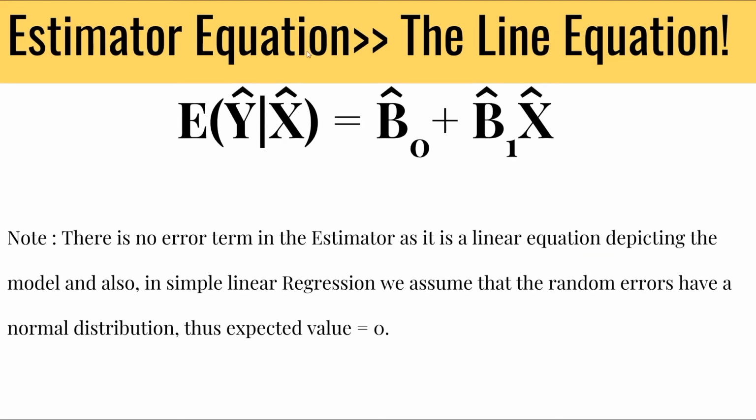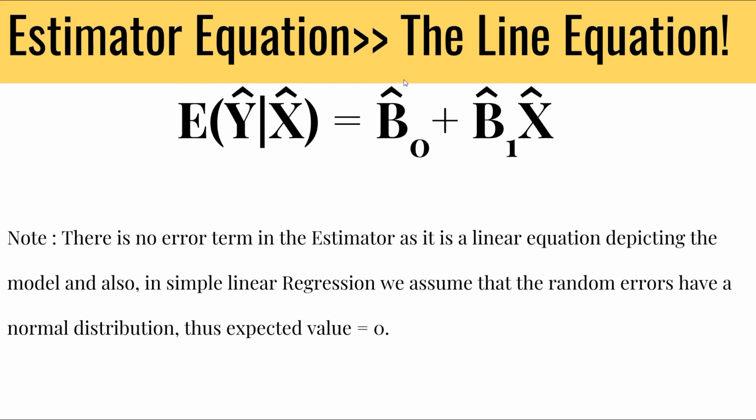Now the estimator equation, or our predictive model, is basically, as you can see here, the actual line equation of our model. It is the expected value of y when we already know the value of x. So the value of x is already known to us, which we simply put in the right-hand side of the equation, and we get the expected value of y, or the prediction which we actually want to know.